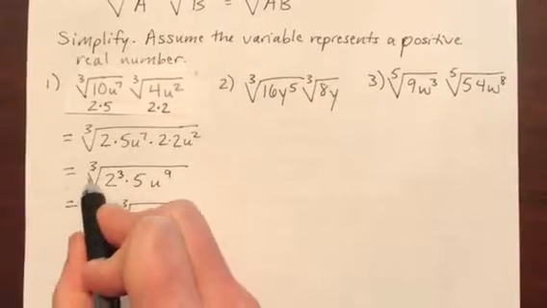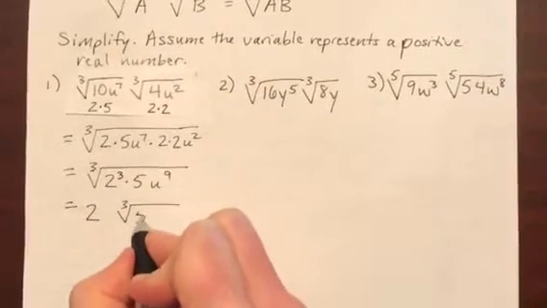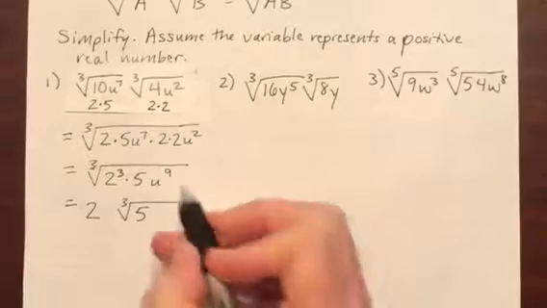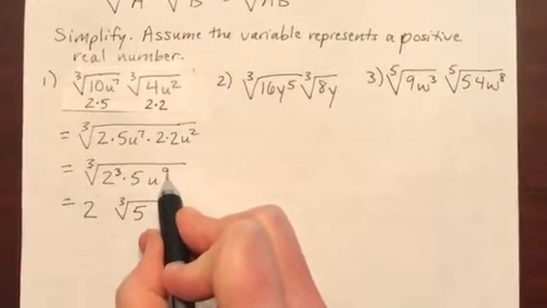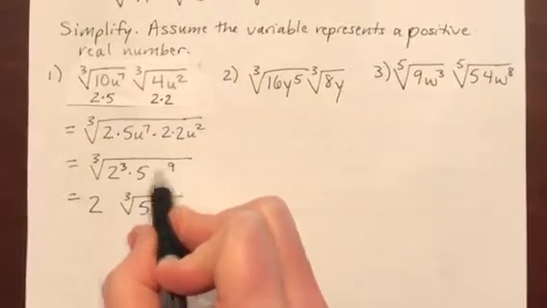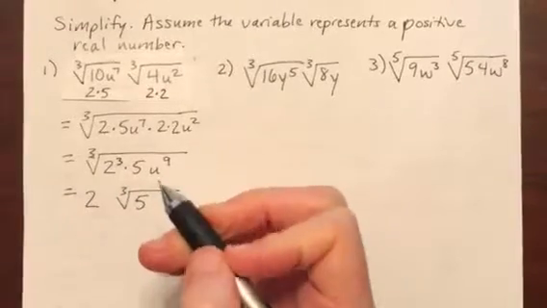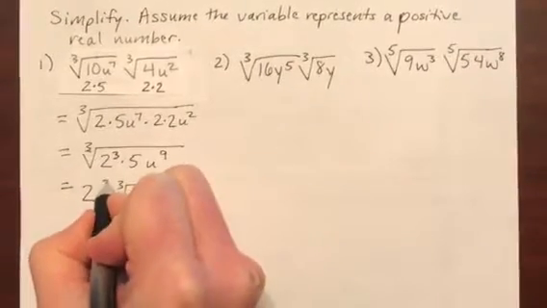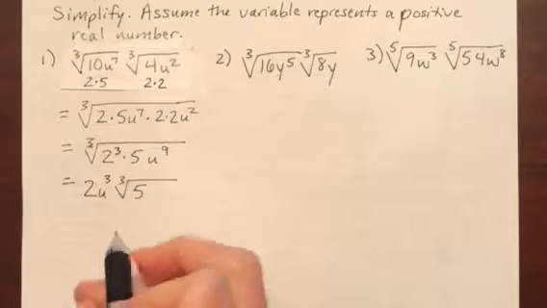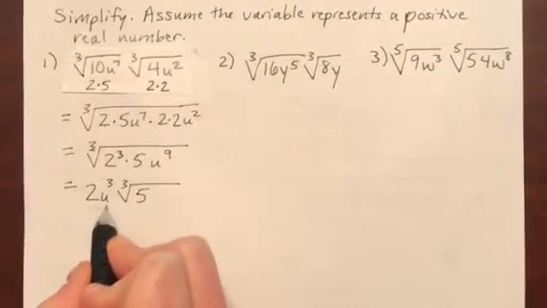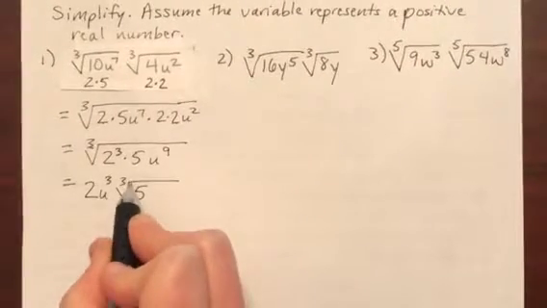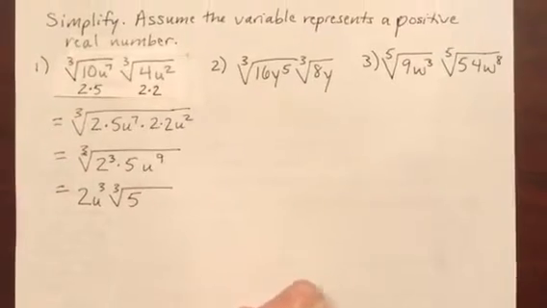5, we cannot take the cube root of 5, so we'll leave it under the cube root. And then u to the 9th, the 9 divides by 3 and is 3, and so this would be u to the 3rd on the outside. And so the final answer here is 2u to the 3rd times the cube root of 5.